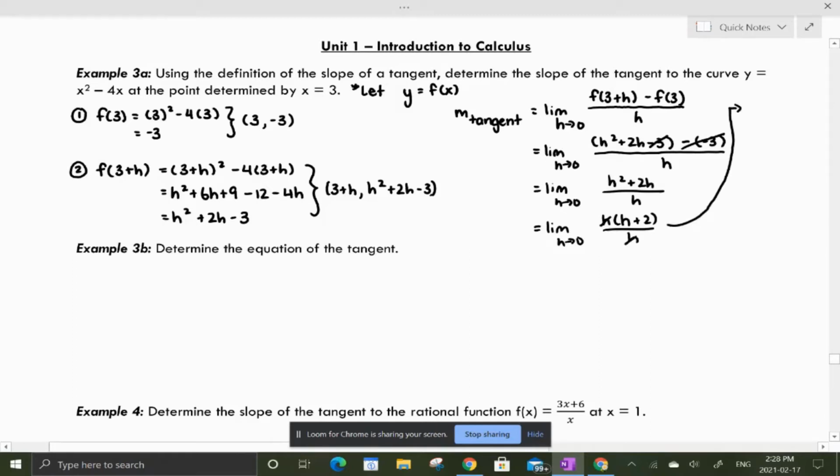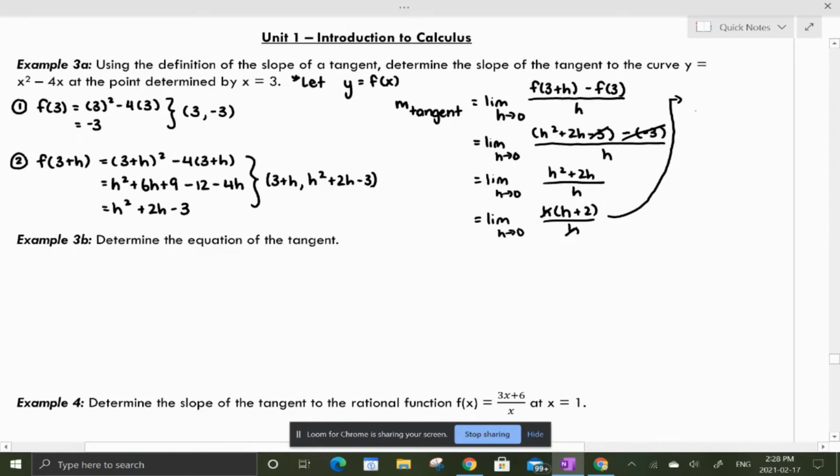I'm just going to move my screen slightly over. So I'm going to get the limit as h approaches 0 of h plus 2. At this point, I'm going to do a direct substitution. I'm going to sub in h equals 0 now. So I'm going to get 0 plus 2, and then that's going to leave me with 2. So the slope of the tangent for the curve y equals x squared minus 4x at the point determined by x equals 3 is 2. That's how we figure out the slope of the tangent.